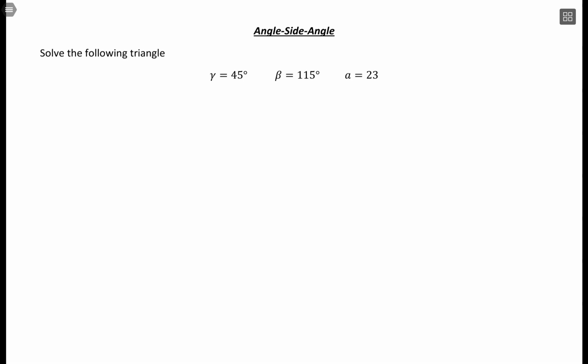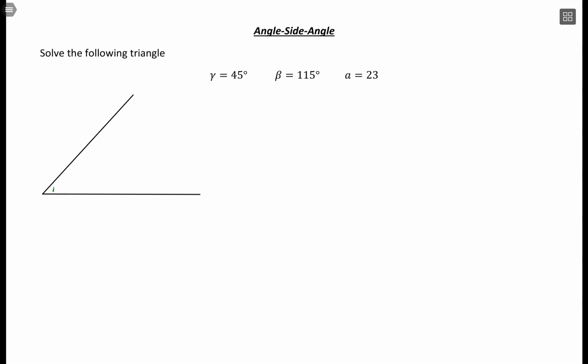So with this case, they're giving us gamma and beta, and then a side length A. So let's see what happens as we start drawing this. Like I said, I like to start with a flat side, and then we're going to do a 45. So like here's 90, so 45 degrees is half of that. So maybe I'll do something like that.